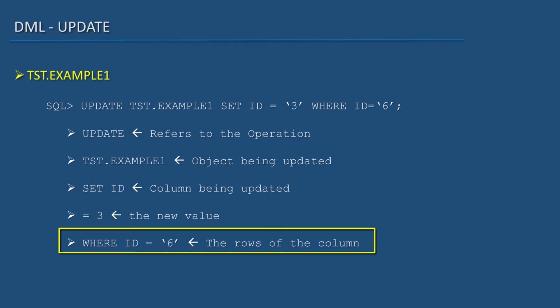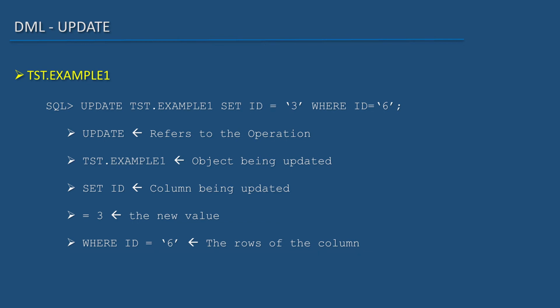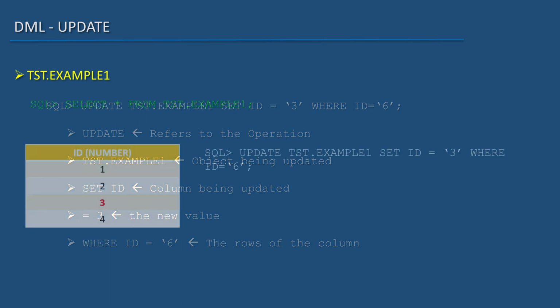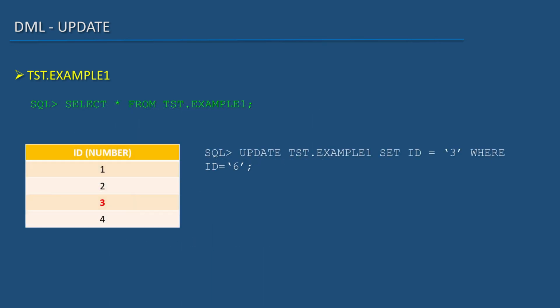Where id equals to 6 specifies which rows in that column id to be updated. This will update only the rows where id column's value is 6. If you run it, then the table will look like this.